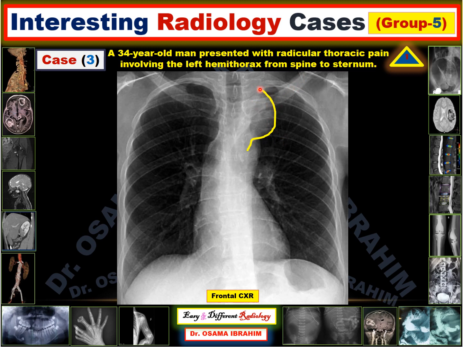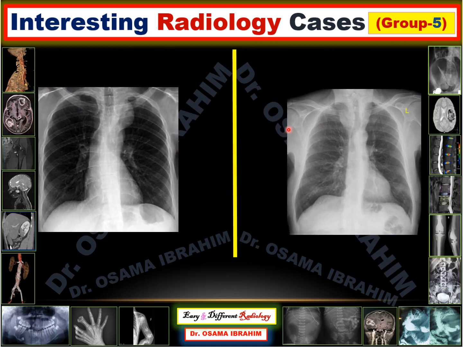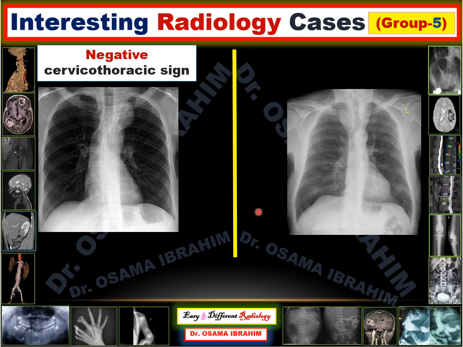as we see here, this extension, and not communicating with the cervix. This sign is called the cervicothoracic sign. The cervicothoracic sign can be negative, like in our case: negative because it is not continuous with the neck region and is also crossing the clavicle. As you see, this is the left clavicle and this is the mass which is crossing the clavicle.